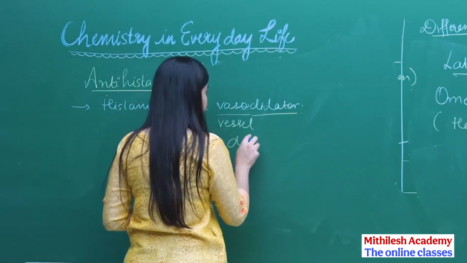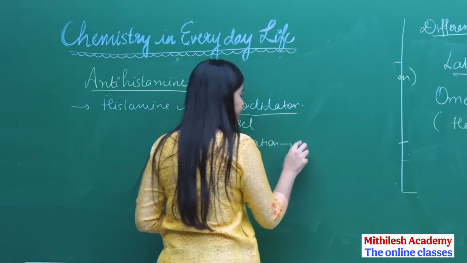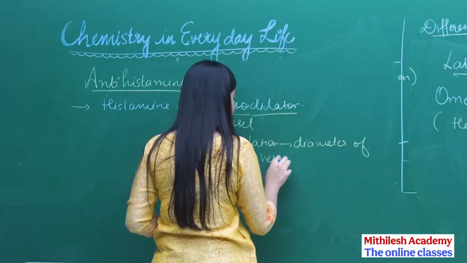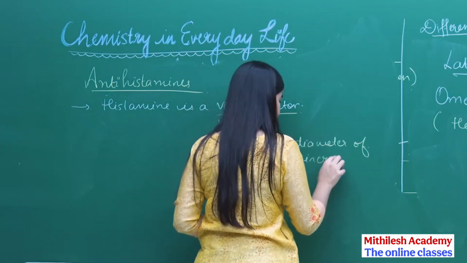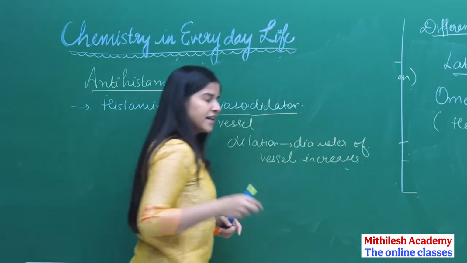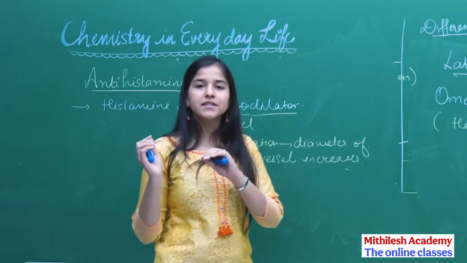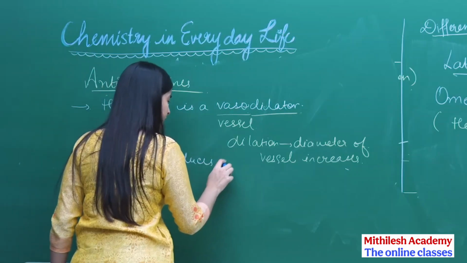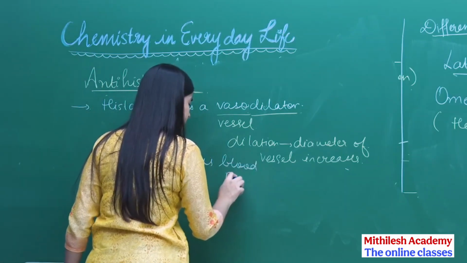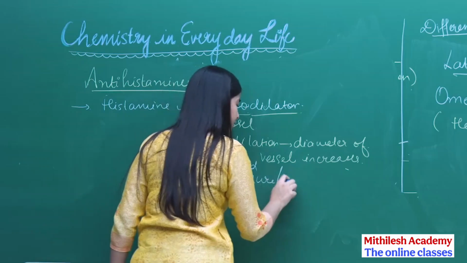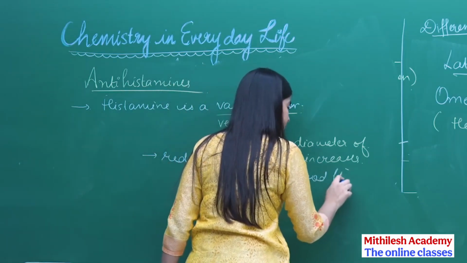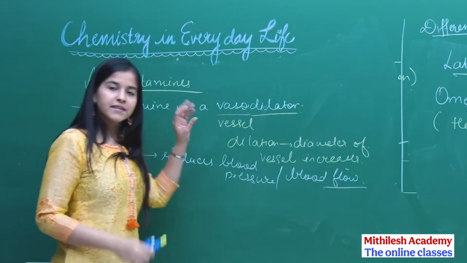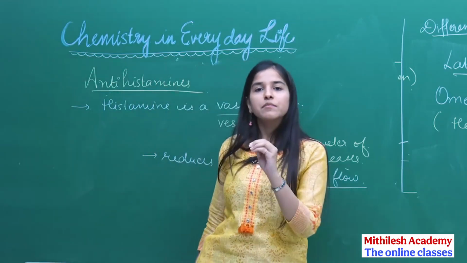So dilation is when the diameter of the vessel increases, thereby reducing the flow of blood, reducing the blood pressure, or I can say the blood flow. So basically that is what histamines do. They are vasodilators, they dilate our blood vessels.